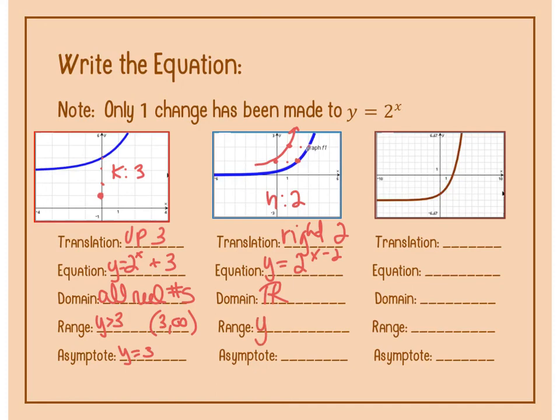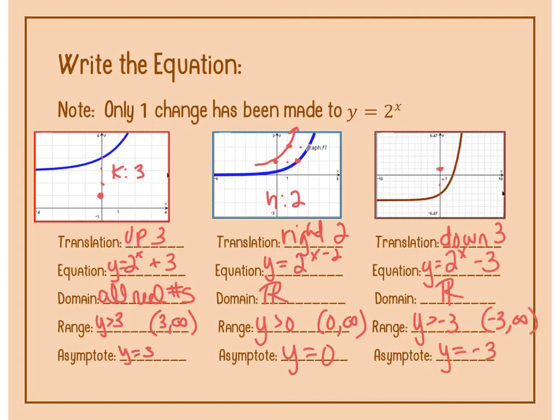Range, it has no K value. So my lowest Y value is 0. And how high is it going to go? Infinity. Asymptote is the line that it can never cross. Now go ahead and try the next one on your own.